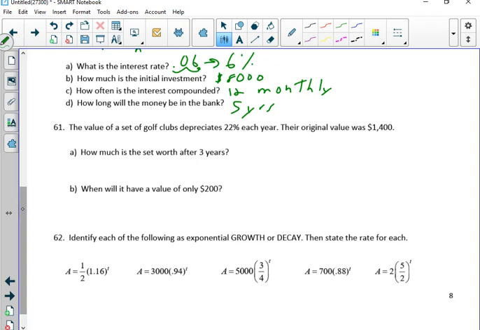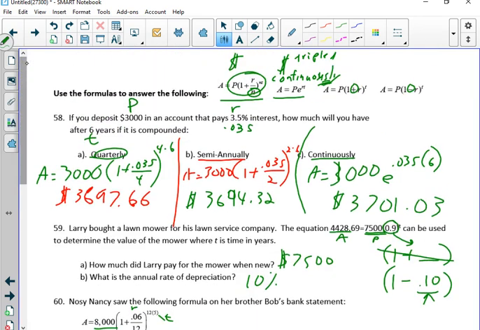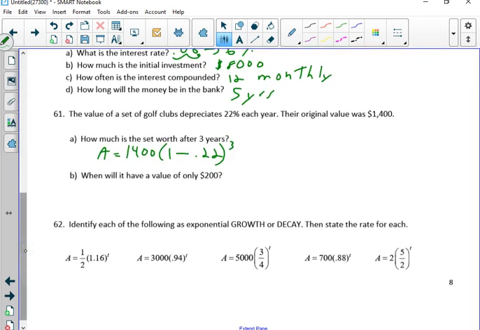Golf club, depreciates 22% each year. Original value is $1,400. How much in 3 years? Well, how much if it started off at $1,400 and depreciating by 22%, 3 years? That's our decay formula right there from the top. Notice there's no compounding time. And we just calculate that.